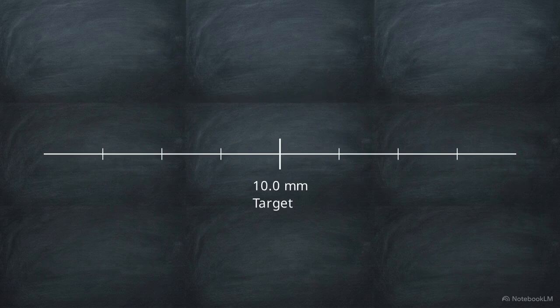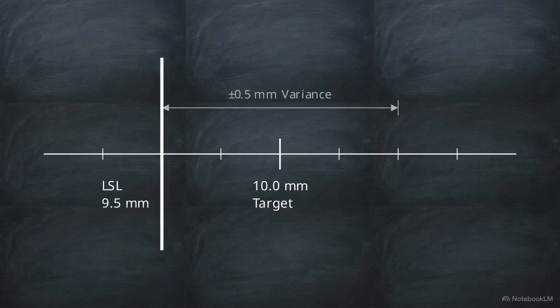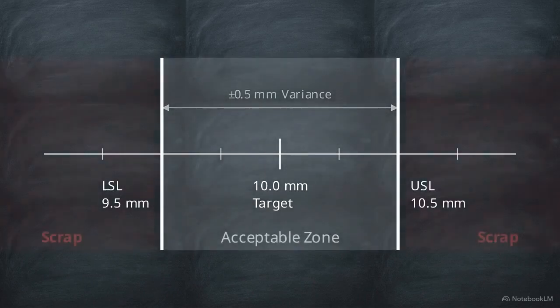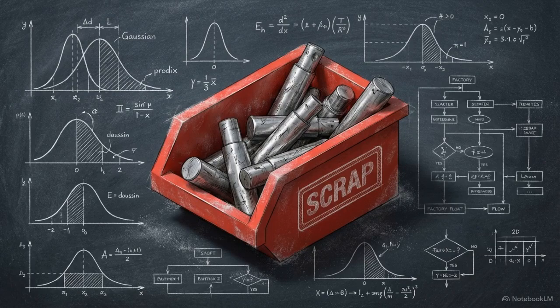This diagram shows a standard metal shaft with a target diameter of 10 millimeters and an allowable variance of 0.5 millimeters. This creates two absolute boundaries, a lower specification limit at 9.5 millimeters and an upper specification limit at 10.5 millimeters. The shaded area in between is the only acceptable zone for production. These boundaries are absolute. Any part measuring outside this zone is scrap.